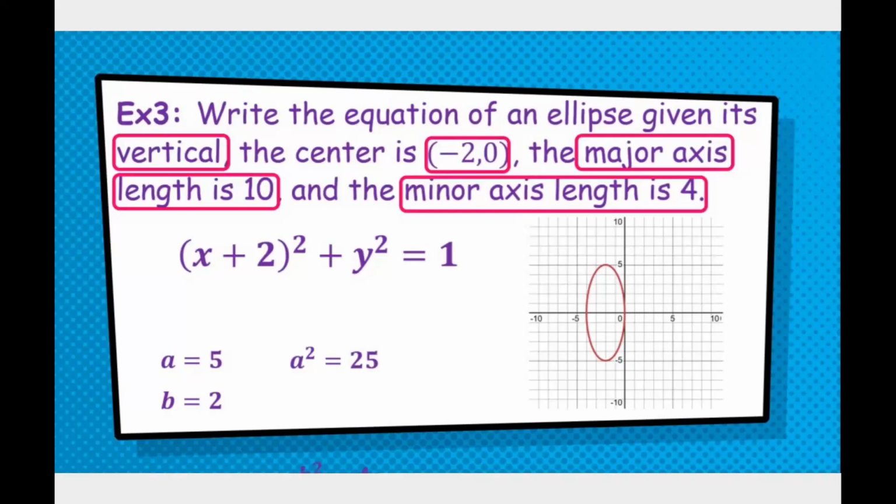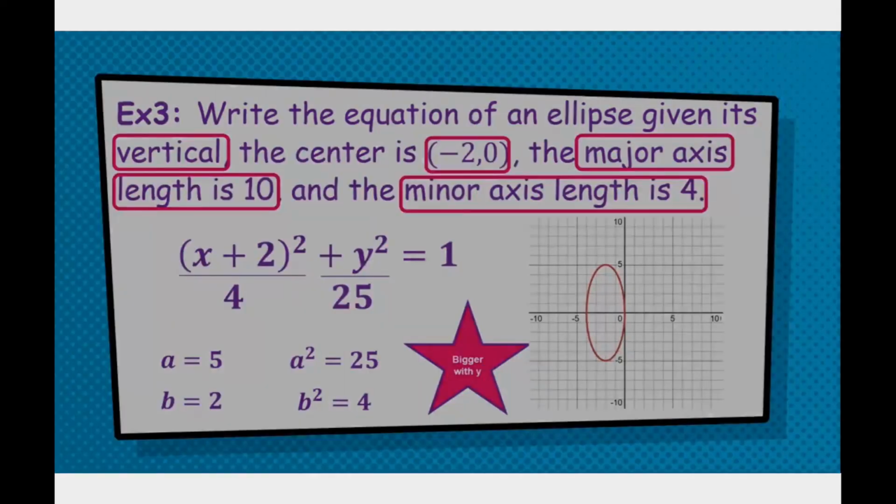So if I know A is 5, then A squared is 25. If B is 2, then B squared is 4. And so I just put those under, and I'm bigger with Y. We have to remember that I'm bigger with Y. I even have that note for myself. So I'm bigger with Y. So that 25 needs to go under Y, and the 4 needs to go under the X.